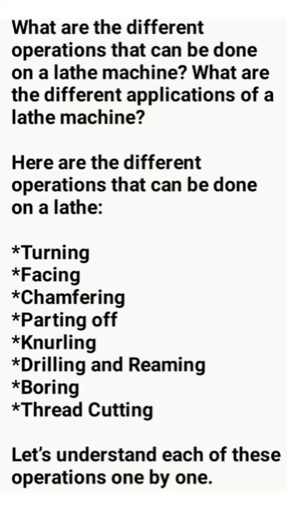Now, talking about the operations done on a lathe machine, we have the turning operation, facing, chamfering, parting off, knurling, drilling and reaming, boring, thread cutting. Now let's understand each of these operations one by one.